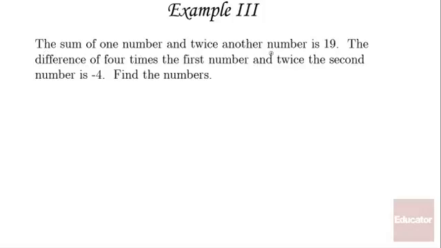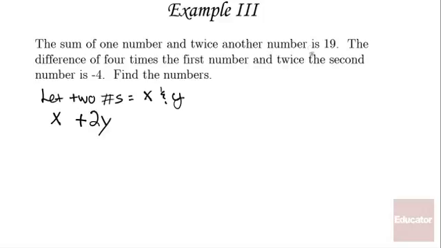Since I have two unknown numbers, I'm going to let the two numbers be represented by x and y. My first equation, the sum of one number. I know I'm adding, so I'm going to put a plus. The sum of one number, so x, plus twice another number would be 2y, equals 19. That's my first equation. x plus 2y equals 19.